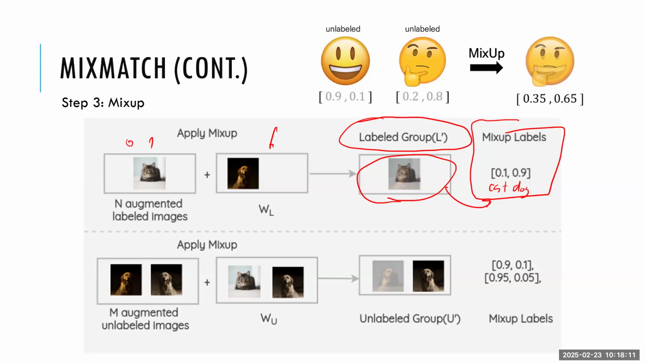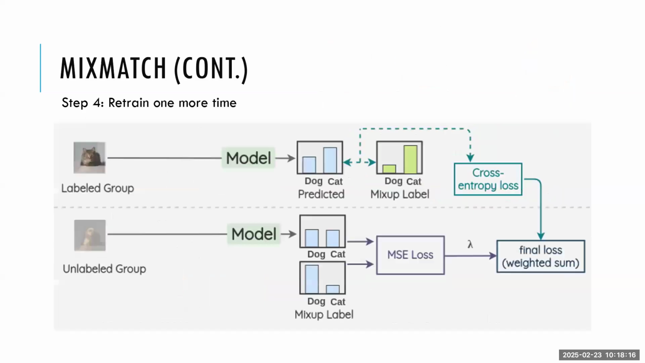And once you have label group and unlabeled group, you can train the model using consistency regularization. So in the label group, we trust that everything is accurate, and your mix up label become the true label. So when you train the model on the label group, you use cross entropy loss, right? Because you trust that this is the correct answer.